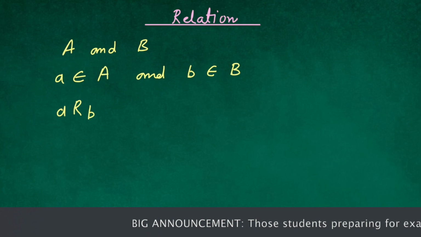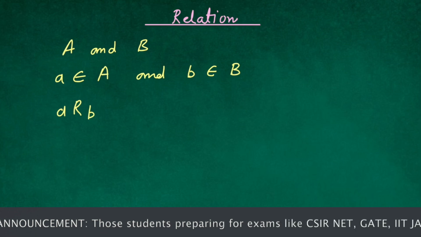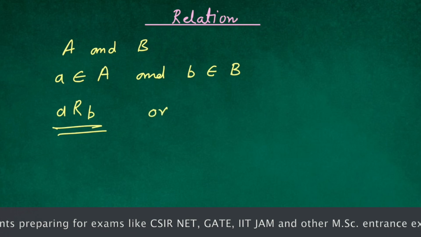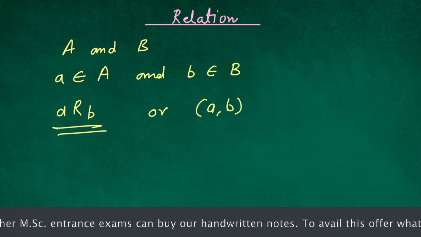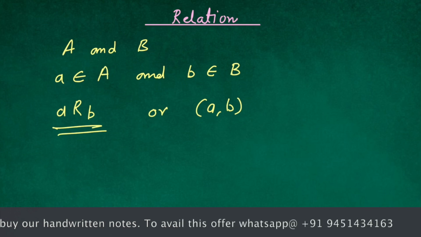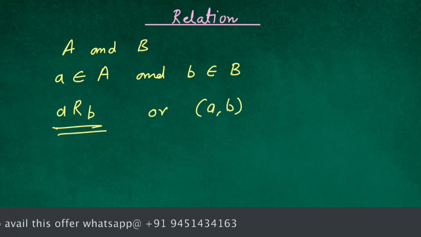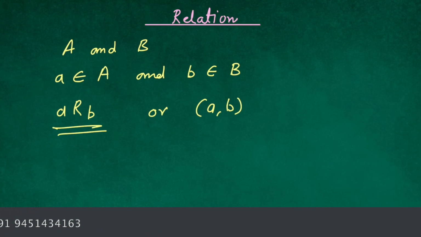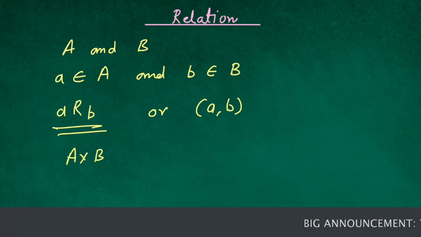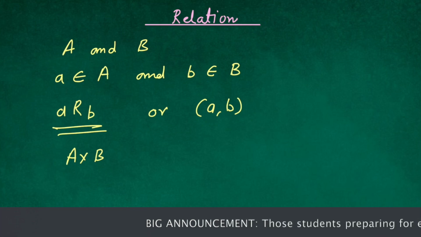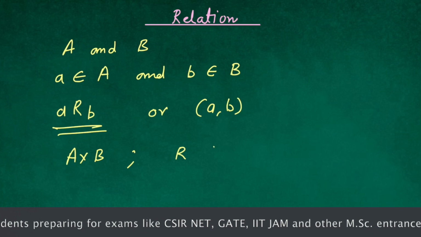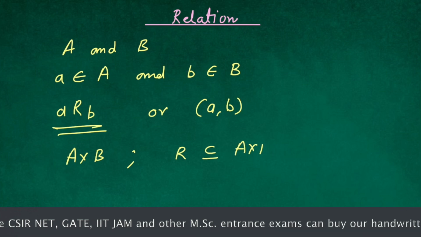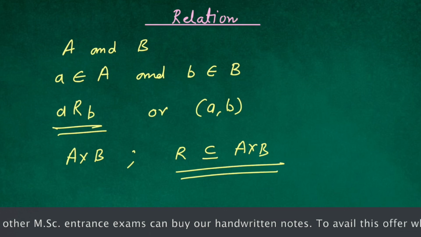If a is related to b by relation R, then we can write this in this manner, or we can also write this in the form of ordered pair (a, b). That means if R is the relation, then in set R we have elements of type ordered pair. And we also know that A cross B has all the possible ordered pairs from set A to B. That means we can say that the relation R will be a subset of A cross B, right? I hope this is clear to you.